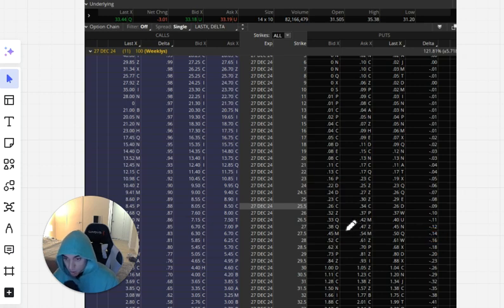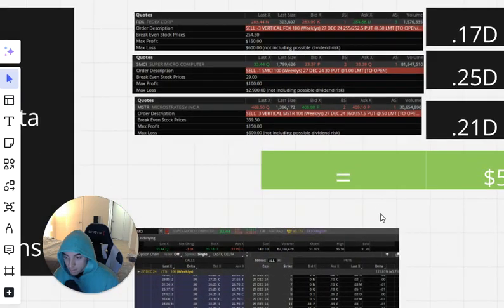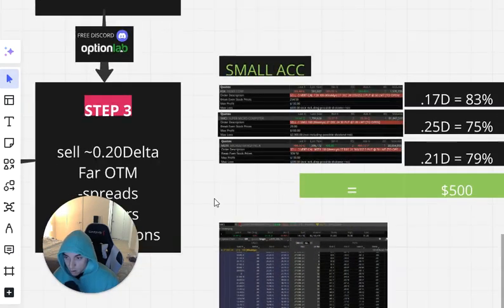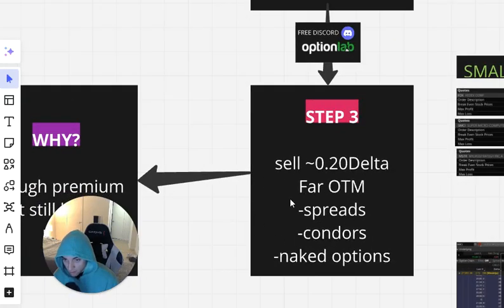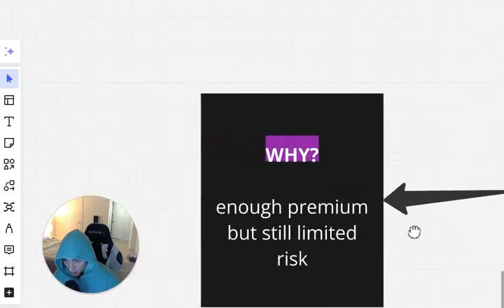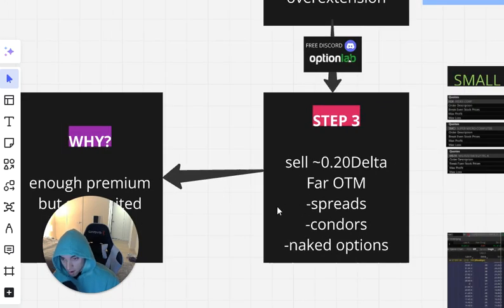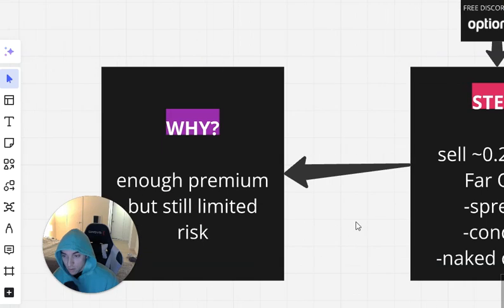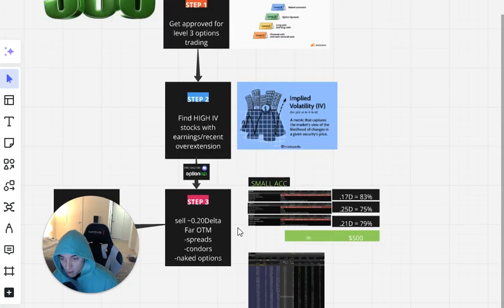But obviously, as you increase your probability, you're not going to collect as much premium. So typically, I find that staying within the 20 delta to 30 delta range, you get enough premium and you still minimize the risk. Why are we choosing high IV stocks, selling far out of the money? Because the implied volatility gives the further out of the money options higher premium, but it also keeps our risk pretty limited. So I hope that helps you guys.